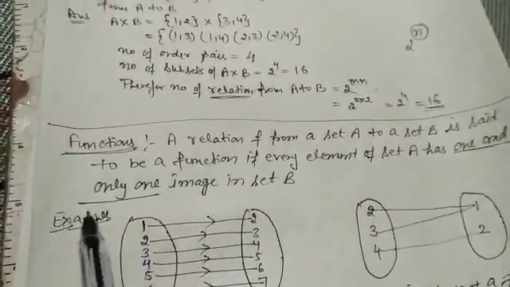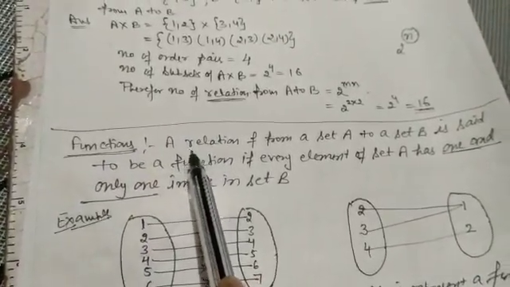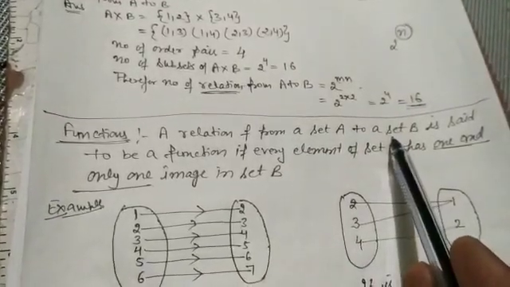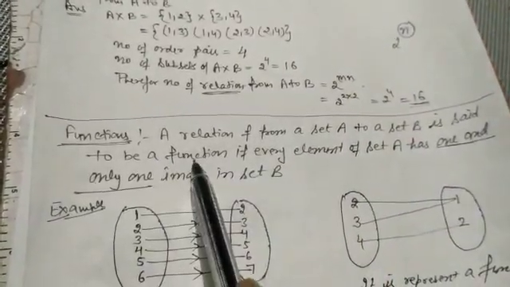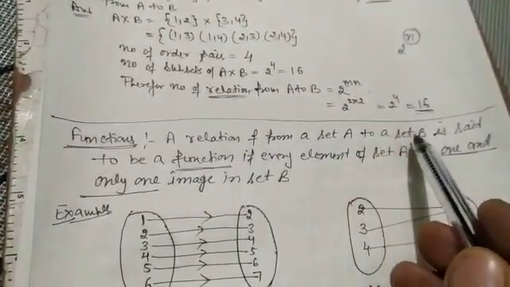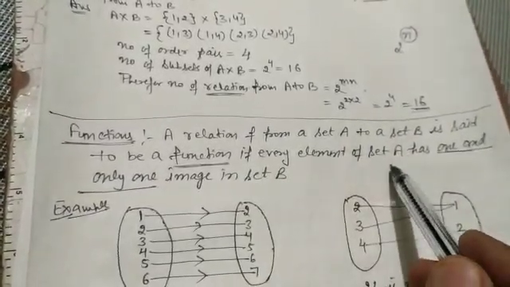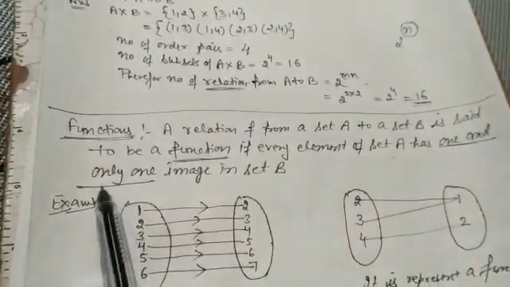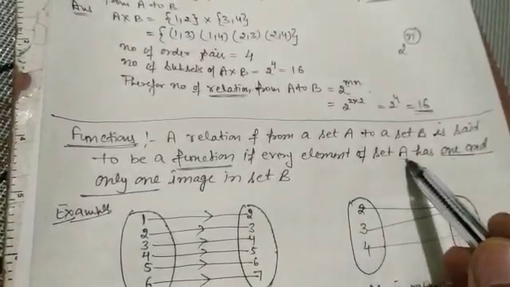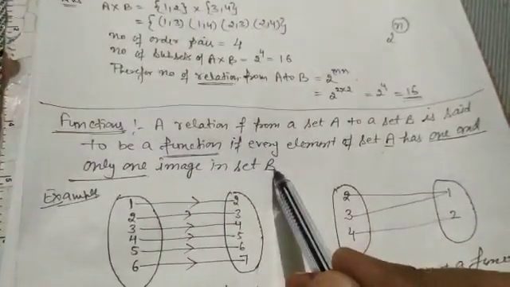Now we discuss a new topic, that is function. A relation f from a set A to a set B is said to be a function if every element of set A has one and only one image in the set B. I repeat, every element of set A has one and only one image in the set B.